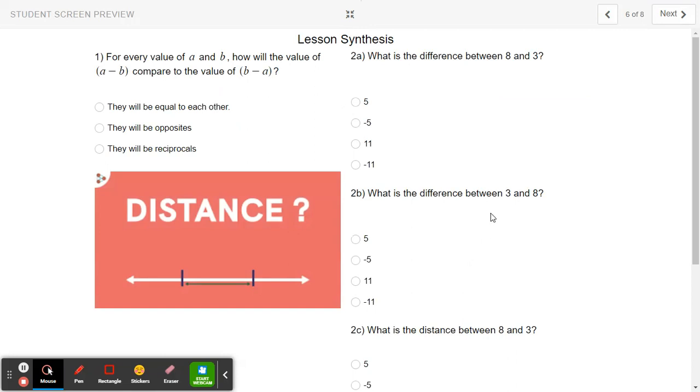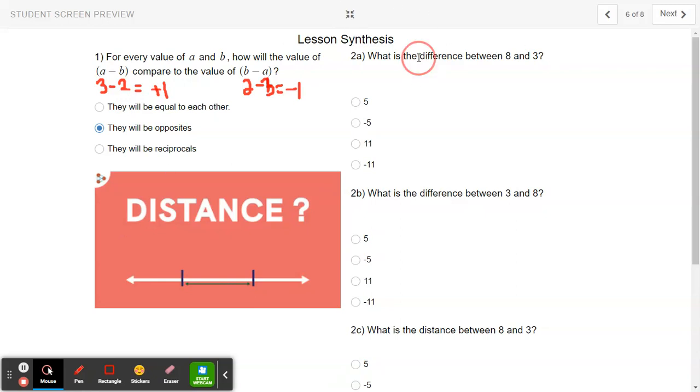All right, next up. So we're going to just synthesize. That means we're going to put together what we did. All right. So for every value of A and B, how will the value of A minus B compare to the value of B minus A? So again, this is like what we were talking about on the last slide. If A is 3, B is 2, then the answer ended up being the opposite. That was positive 1. This is negative 1. So the answer is that they're opposites.